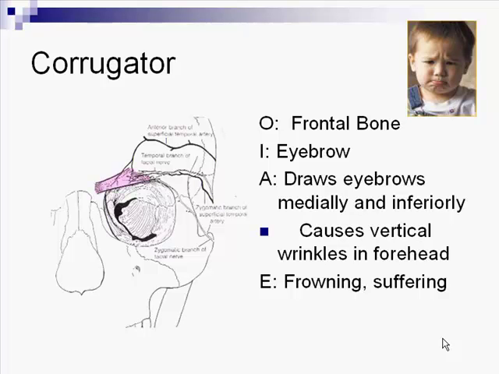Corrugator. This muscle in the eye region is deep to the superior portion of the orbicularis oculi muscle. It runs from the bridge of the nose laterally to the eyebrows. Its action is it draws eyebrows together and downward when you're frowning or suffering. This causes vertical wrinkles in the forehead, as when a person frowns.